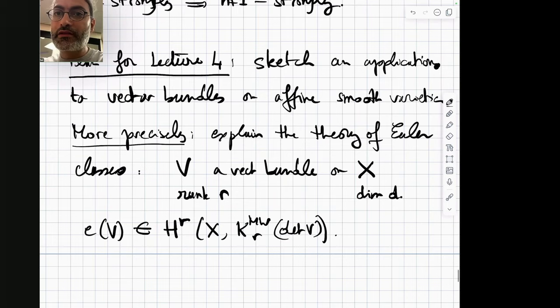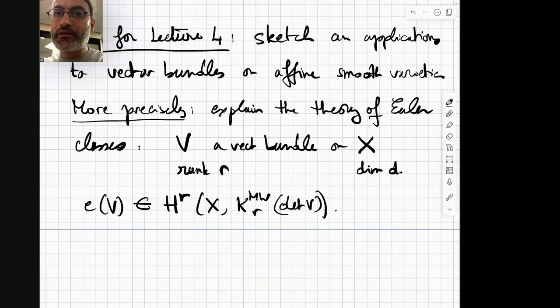Okay, so the nice thing about this is that if the rank is equal to the dimension, then e(V) is zero if and only if you can write V as a direct sum of a trivial line bundle and a complement. This holds as X is affine here; otherwise, it's not true.